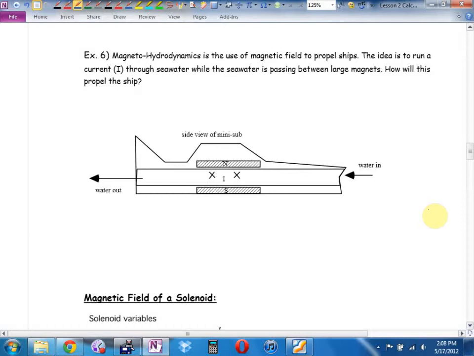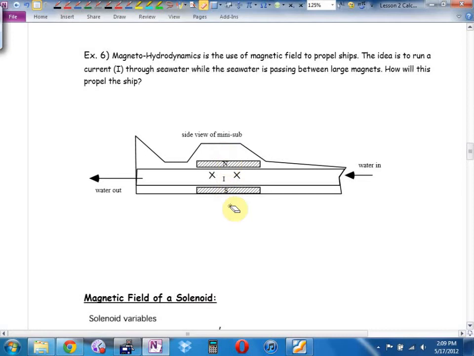Watch. It says this. Run a current through seawater. So here is a picture of our side view of the sub, and the current is flowing. What do those X's mean? Into the page. Now, what are they flowing through? Seawater. Is seawater conductive? Yeah, so we don't need actual wires. On the front here there would be a very big positive plate, and on the back against the sub a big negative plate, so you have charges flowing from positive to negative. There's your current. So the current is flowing into the page, and which way is this magnetic field here?